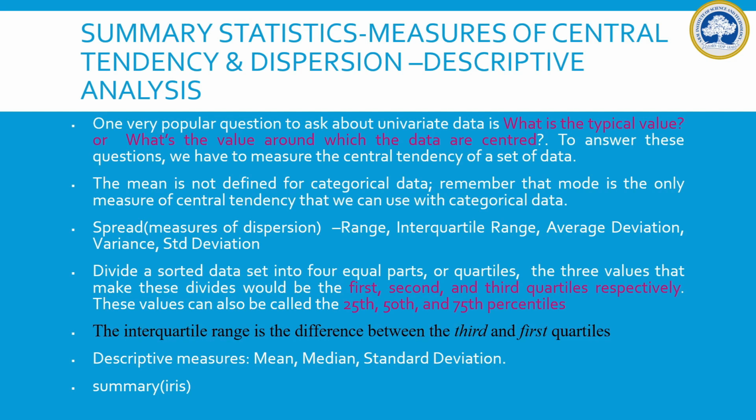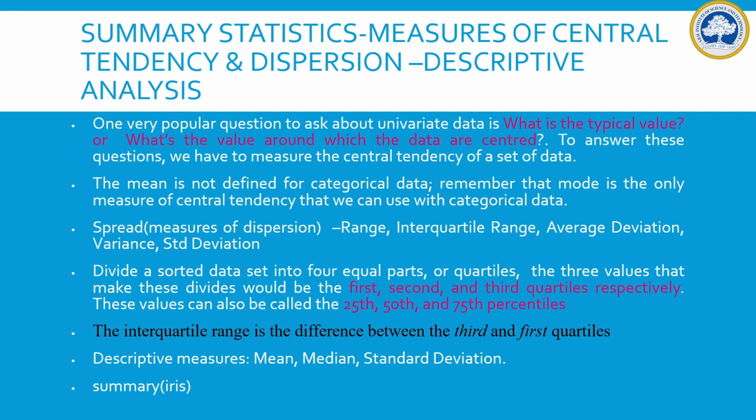We already discussed that central tendency can be measured by means of the mean and the median. The mean is not defined for a categorical variable. The mode is used as the measure of central tendency for a categorical variable. Another univariate measurement is spread, or measure of dispersion. This spread can be measured by means of the range, interquartile range, average deviation, variance or standard deviation.